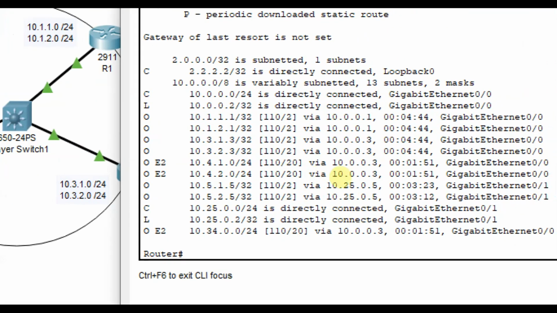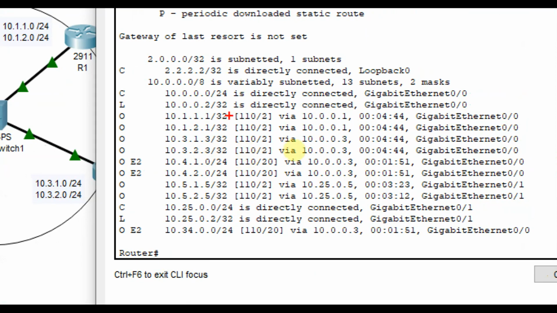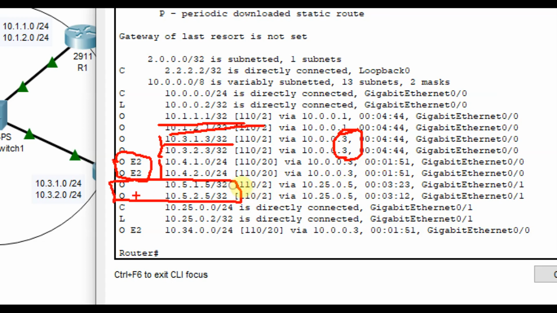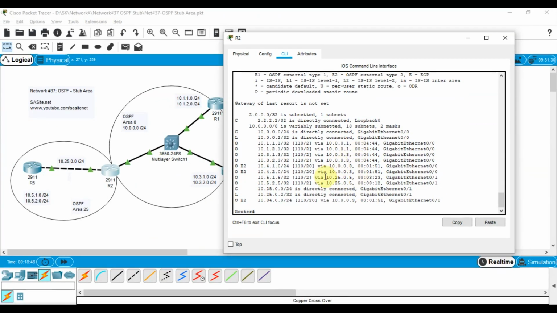Also then show IP route. We know about the network behind R1, learned from R1. We know the network behind R3, these two. We learn them from R3. We learn the network behind R4 via redistribution from R3. And also we know the network behind the R5, which is O only, OSPF, because they are in the same area, which is area 25. And finally, we learned about the network 10.34 between R3 and R4, which is redistributed.